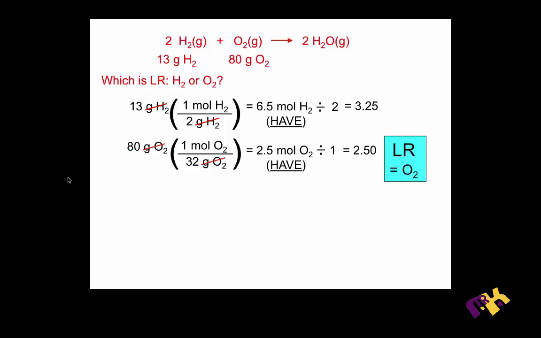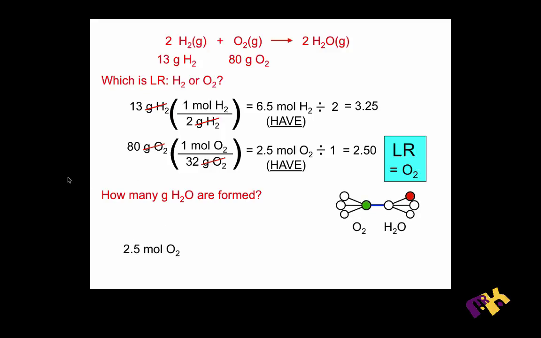So now that I know what is going to limit and shut down my reaction once it's used up, I can then answer another question about this, like how many grams of water would be formed? Because I know when I run out of oxygen, I'm done. So what am I going to use here? Well, I need to go from moles of oxygen to grams of water. Because I've already done the math, I already know how many moles of oxygen that I actually have. I'm going to start with that, 2.5 moles of oxygen.